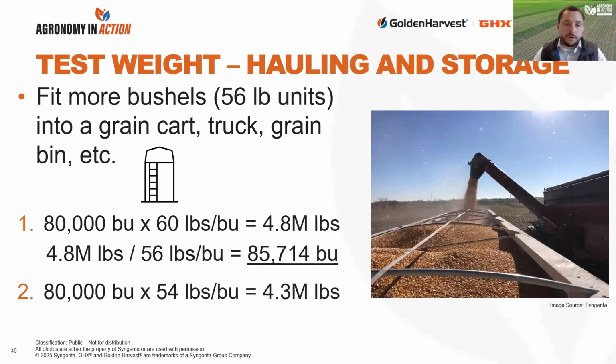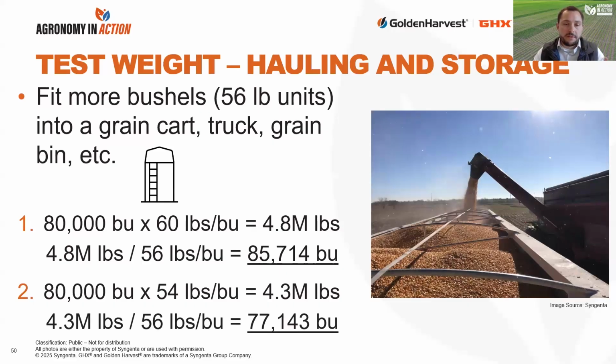On the flip side, what if we've got it at 54 pounds instead of 60? Now we've got 4.3 million pounds of grain. If we do our math, divide that by a bushel, which is 56, we're down to 77,000 bushels, and that's a difference or a delta of 8,571. Okay, so we do have differences here, and this is the value of test weight, and this is how we should be thinking about it.